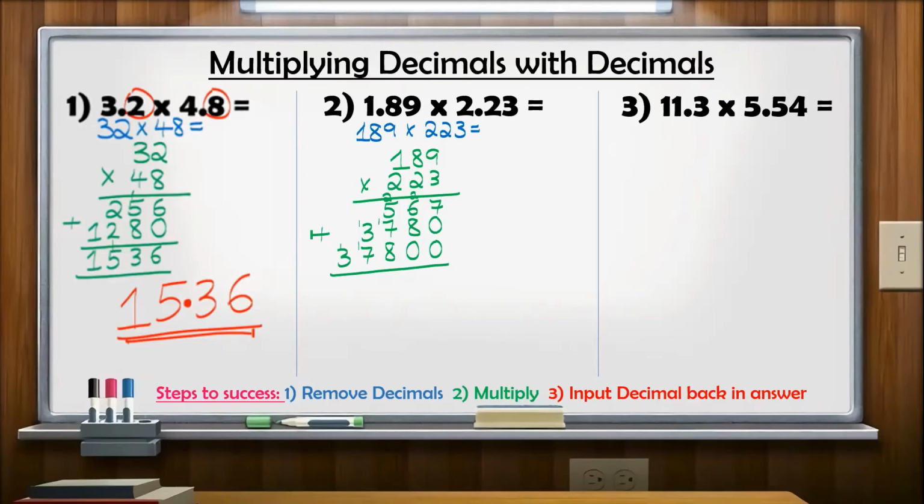7 plus 0 plus 0 is 7. 6 plus 8 is 14. Carry the 1 over. 5 plus 7 is 12.